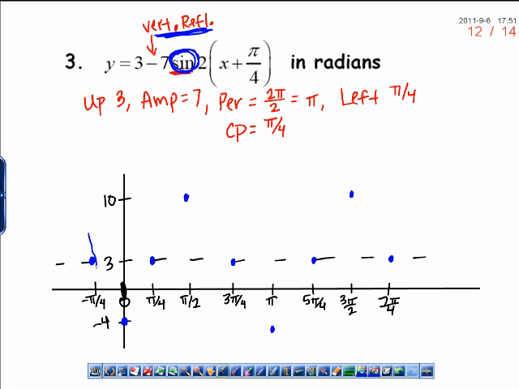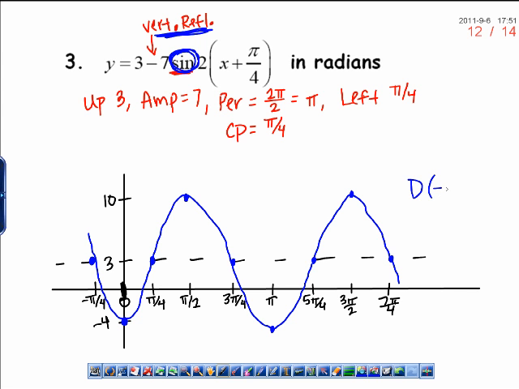Just a quick note, if this had been a cosine problem, instead of starting at the high point, you would start at the low point when you have a vertical reflection. With sine, you'd start in the same place, but your next point would be low instead of high. Take any of these points, plug it in for x, and that's how you can check your work. Again, domain, -infinity to infinity. Range here would be -4 to 10.